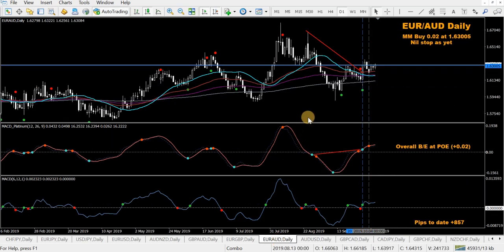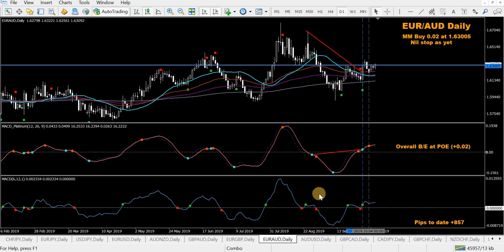Euro Aussie in a mod MACD buy back here about 3 or 4 days ago, and it's going nowhere fast. It's just a bit sideways. You can see we're right on the point of entry at the moment. Got a few pips to bank. Overall break even is at the point of entry, POE, point of entry, and plus just the one trade, plus 0.02 up. So, right, switch across to Aussie USD, maybe.